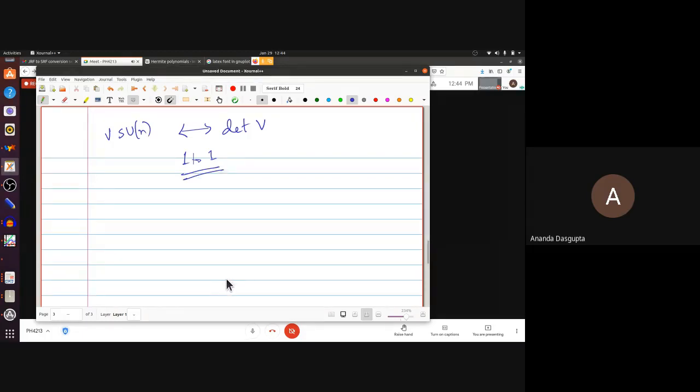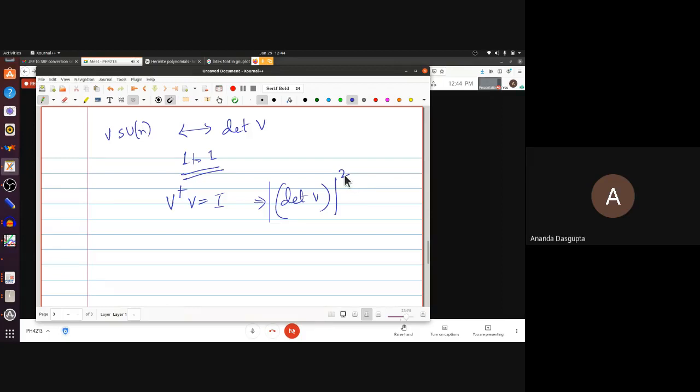But what values can the determinant of V take? That's important. Since V dagger V is identity. Non-zero real numbers? Yes? No, in fact, not at all. Complex numbers with magnitude 1. Yes, sir. Exactly.